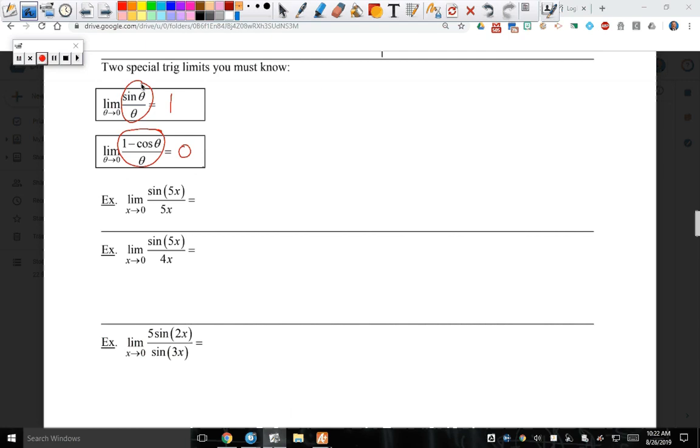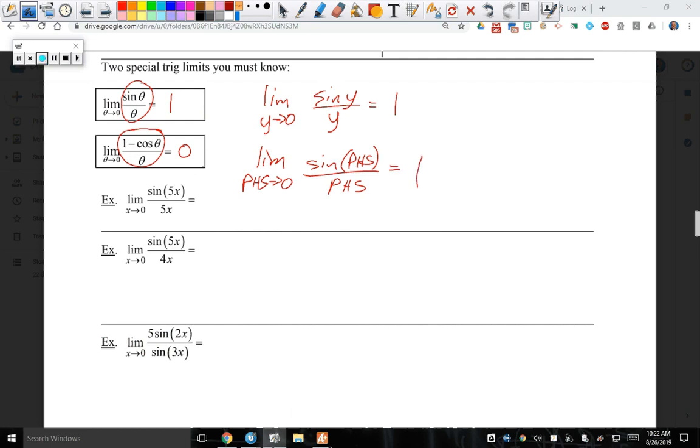So you could see something that looked like sine of y over y as y is approaching 0. Anyone? What would that equal? 1. It could be sine of PHS over PHS. If PHS is approaching 0, what's this? 1. Understand that those are the variables, because I want you to find those today. How about if it was approaching infinity? Would it equal 1? No, it's a different type of problem. So the stipulation is they must approach that.